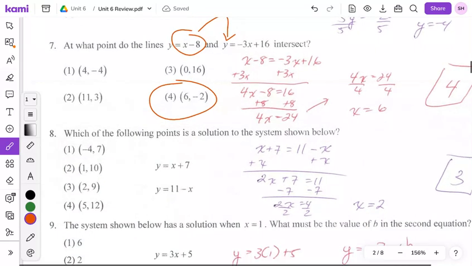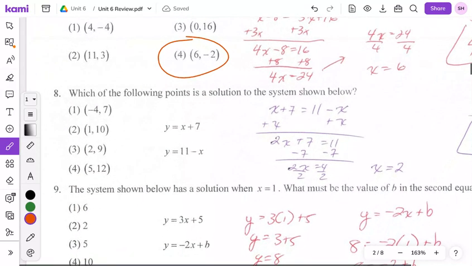And it is an almost identical situation in question number 8. Once again, set them equal to each other and solve. X equals 2. There was only one of them there. So 7 and 8 are very, very similar.